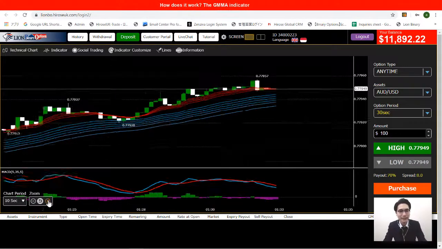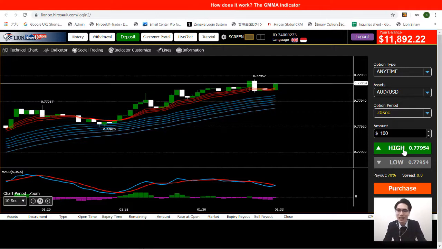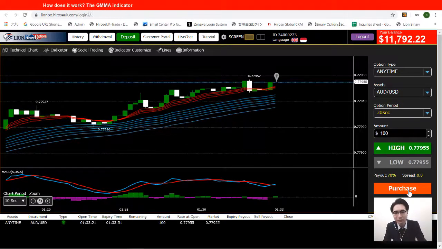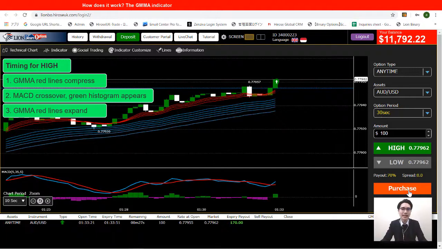It's a pretty nice uptrend here. I'm just going to place a trade first, and then I will explain to you why I placed my trade there. So it's almost there. It's there. So I placed it a high.